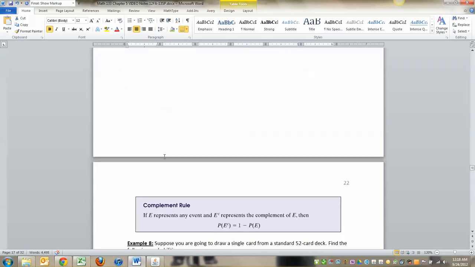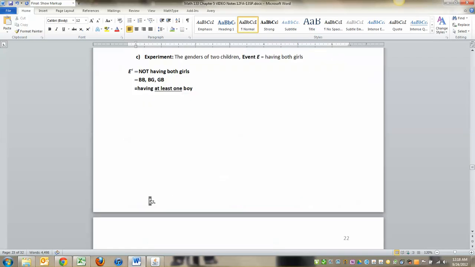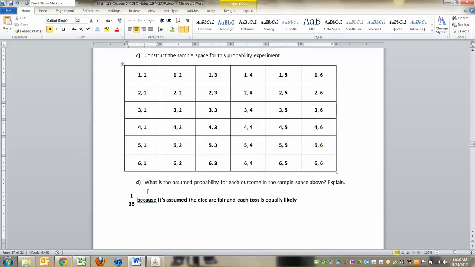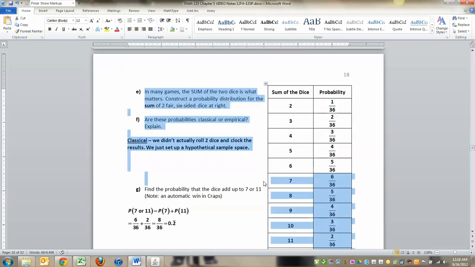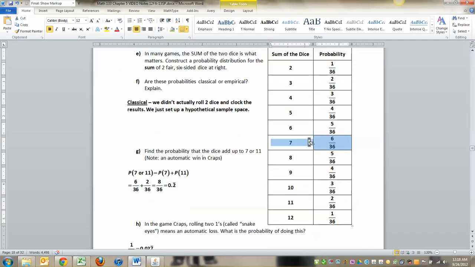All right, last one. I've got to scroll back down to it. There it is. All right, not rolling a sum of 7. Well, remember that 7 was the diagonal. Sorry, I've got to go back up to it. 7 was the diagonal. 6 and 1, 5 and 2, 4 and 3, and so on. We also found it down here. Right, there's the probability of 7 right there.